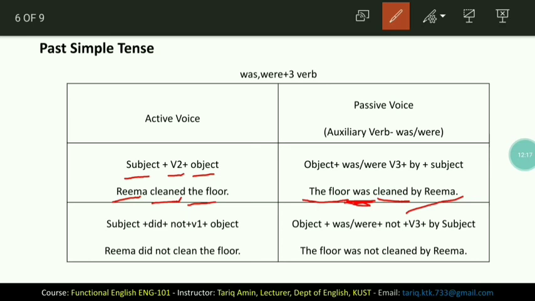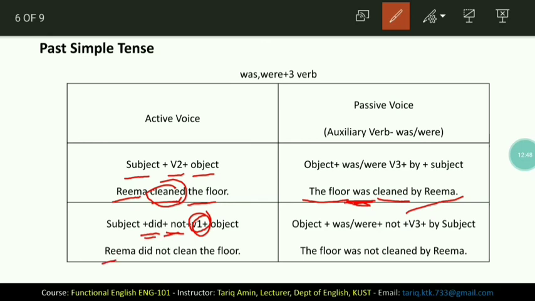And the example of a negative sentence is... this point must be noted that in negative sentences we put did, and after that not. But in negative sentences we use the first form of the verb, not the second form of the verb. Over here in the affirmative sentence we have used the second form of the verb, whereas in negative sentences we use the first form of the verb, and we use did plus not.